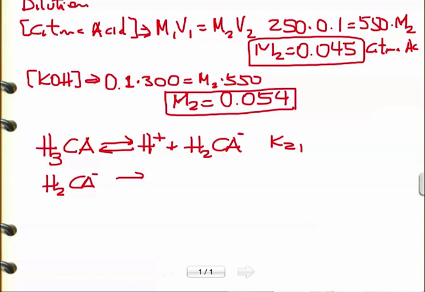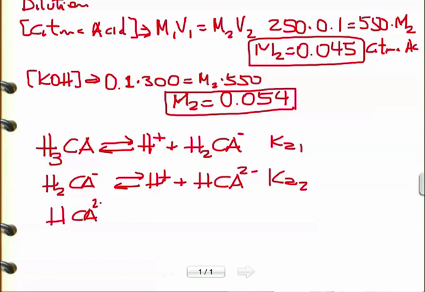Then H2Ca minus dissociates to give off the next proton, and it becomes the species HCa2 minus. That will be Ka2 for this equilibrium. And finally, HCa2 minus gives up the last proton and generates an equilibrium of H plus and Ca3 minus. That will be the Ka3.